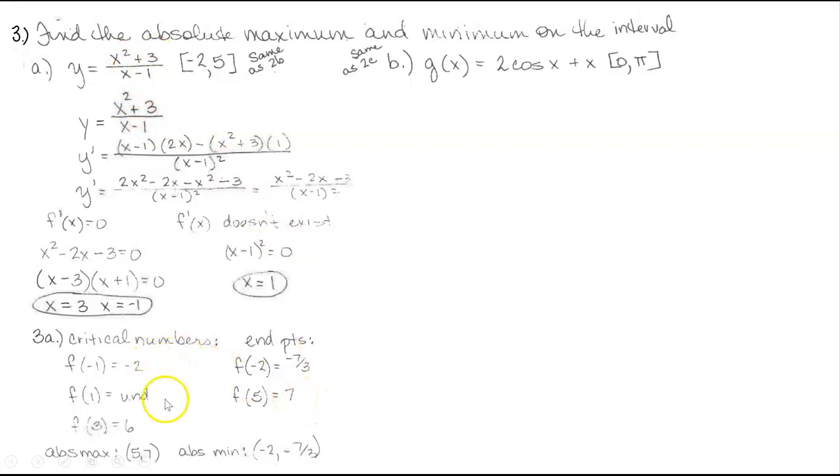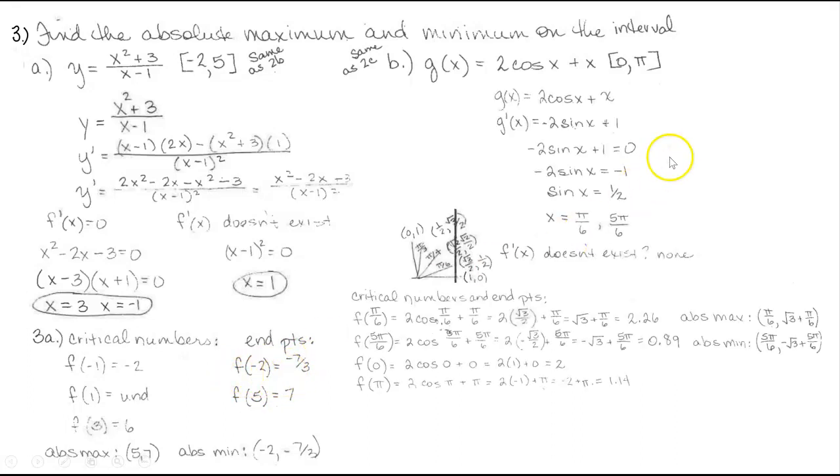So out of -2, +6, -7/3, and +7, we're looking for the absolute highest point and the absolute lowest point. The absolute highest value is 7, so my absolute maximum is 5, 7, and the lowest point is this -7/3. So the absolute minimum is -2, -7/3.